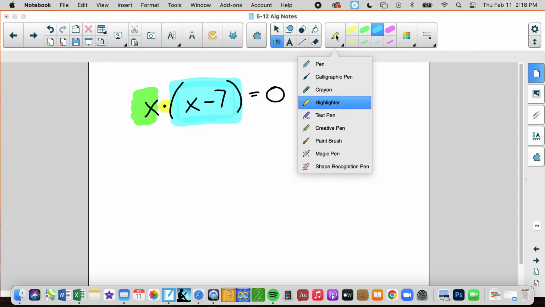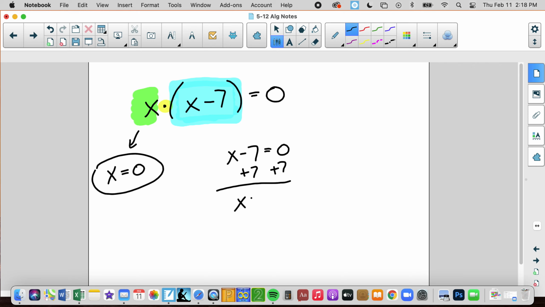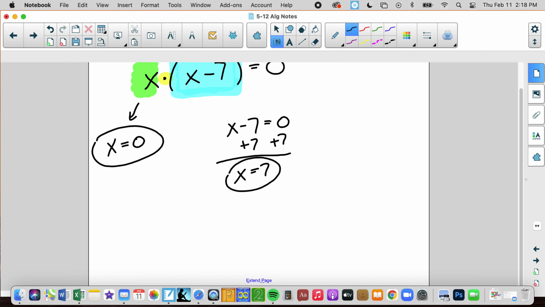So how do we find out what value? We set each box equal to 0. So the green box is just x. We set that equal to 0. The blue box is x minus 7, and we set that equal to 0. This has already been isolated. X is by itself, so we don't have to do any work. That's one solution. X is not isolated here, so we have to get rid of that -7. So we add 7, and we're left with x equals 7. So my two solutions to this equation are 0 and 7. Notice it's in numerical order, smallest, largest.